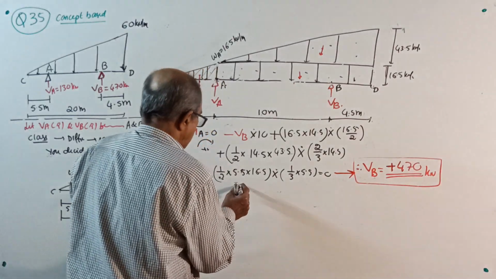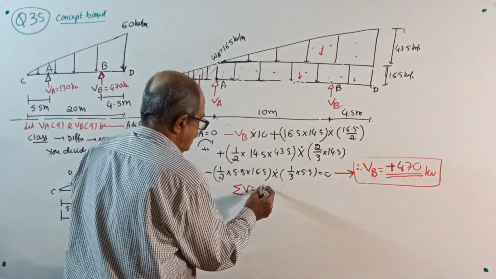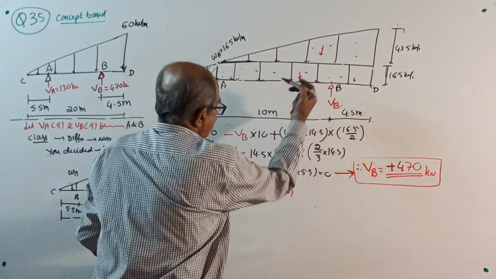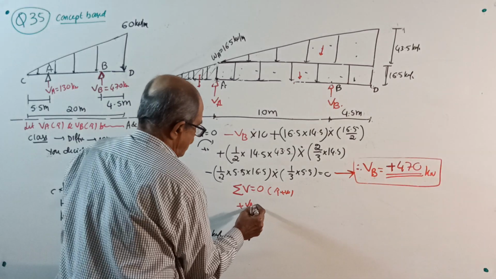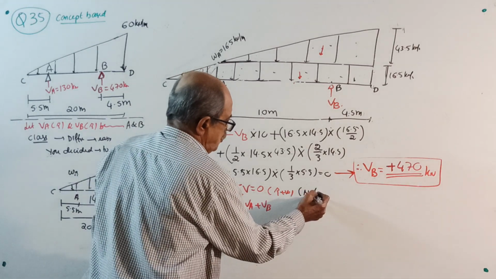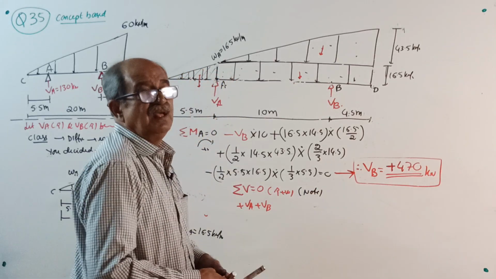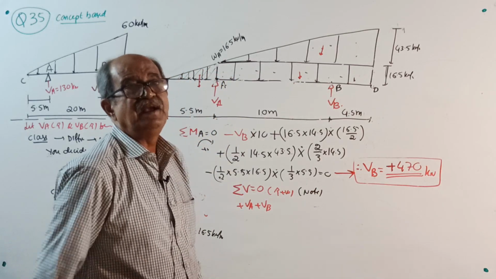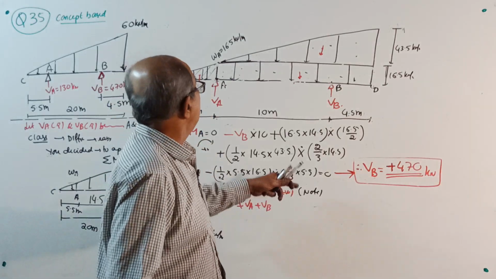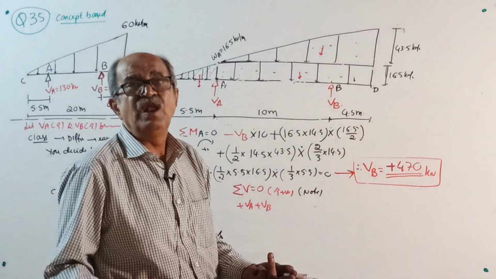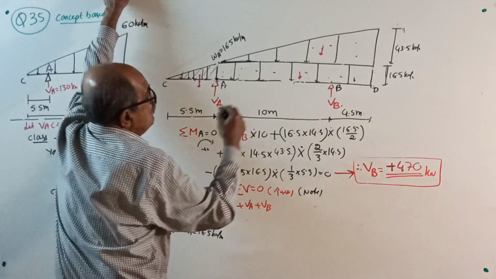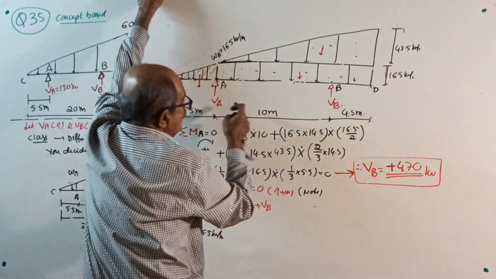Okay. Then sigma V equal to 0, take upward positive. Plus VA plus VB. Now make a note here. We should not waste unnecessary time. Now we are not finding moment. We want only loading, the total vertical load. In that case, why are you unnecessarily splitting all? Waste of time.